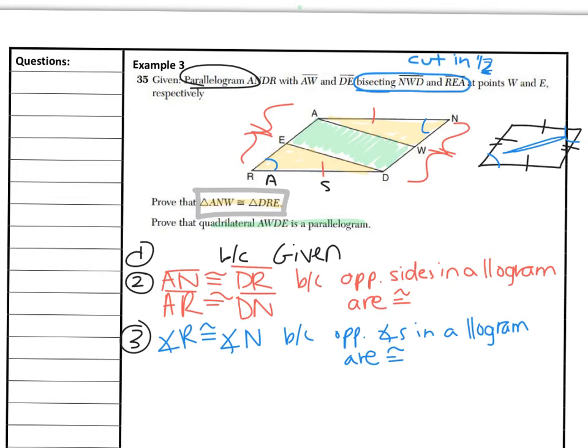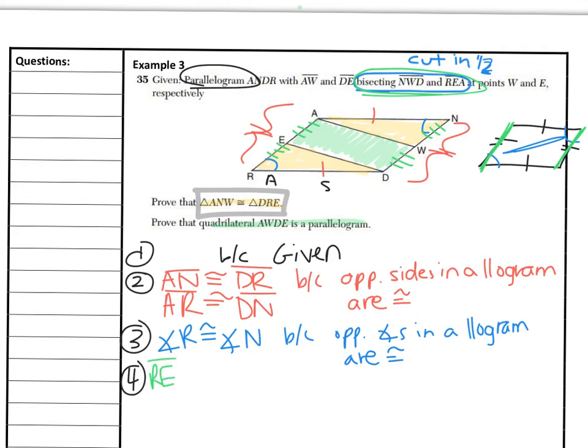Remember that there was this part in the given that said that we were bisecting some segments? We're bisecting NWD, which is this side here, and we're bisecting REA, which is this side here. So that means that each of their parts must also be congruent, correct? 1, 2, 3, 1, 2, 3. Cut it in half. And the reason I'm allowed to put 3 on these pieces and 3 on these pieces is because those two original opposite sides were congruent initially because of the parallelogram. So we're going to state that all 4 of those parts are congruent right now because I don't know exactly which ones we're going to need later on, so it's easiest just to state them all congruent to each other.